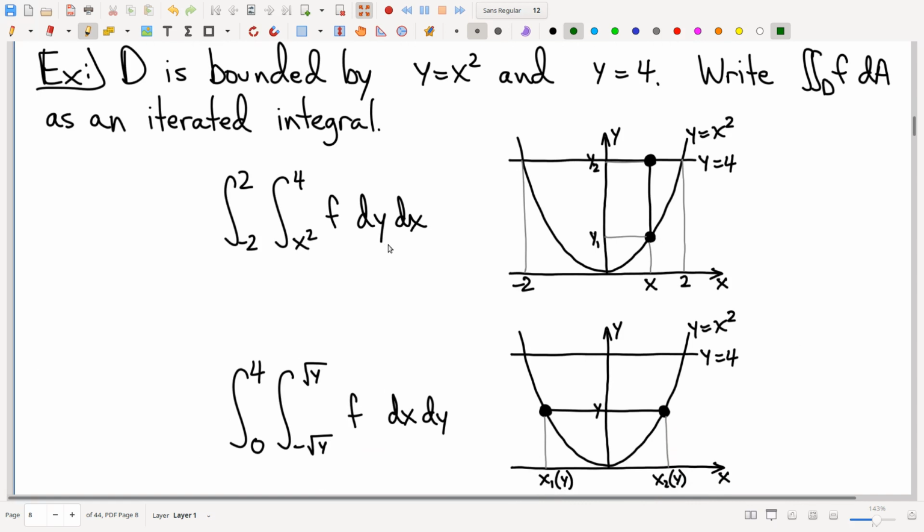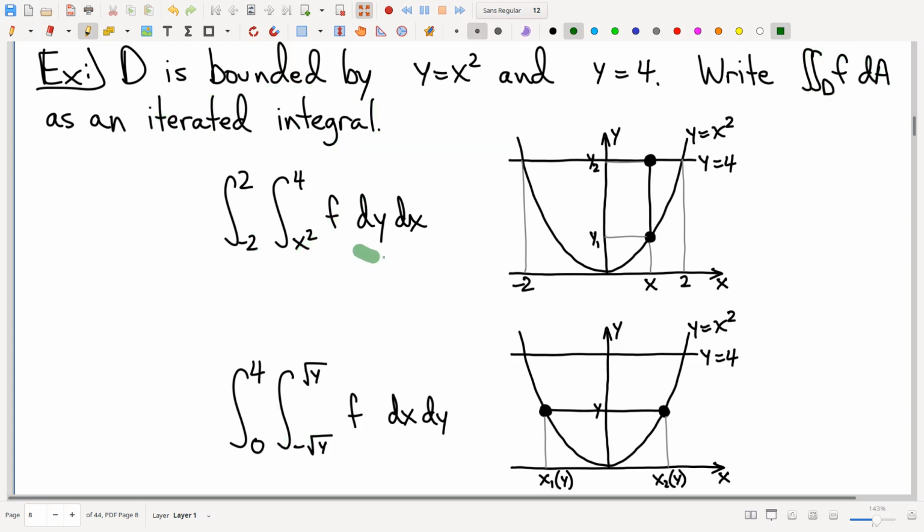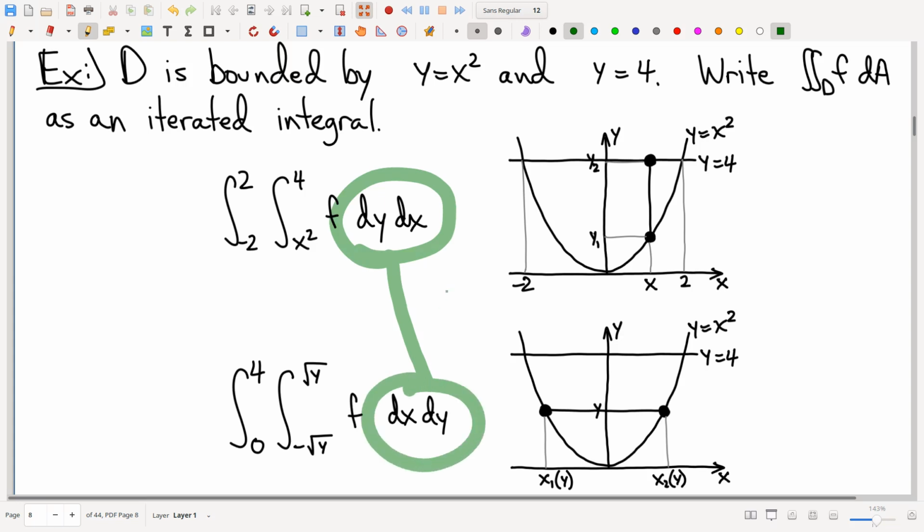Here is an example. You can see I've done the same question two different ways. The question said to write this double integral as an iterated integral. You notice I've got two answers here, same exact region. My two answers, just as you asked, one is dy dx, the other is dx dy.